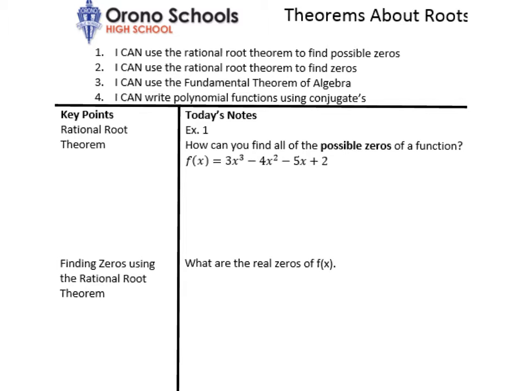Our final lesson in Topic 3 is theorems about roots. We'll split Lesson 3.6 into 2 days. In the first day, we'll look at a way to find possible zeros of a function using what's called the rational root theorem.